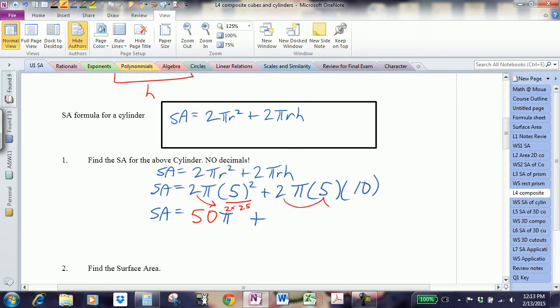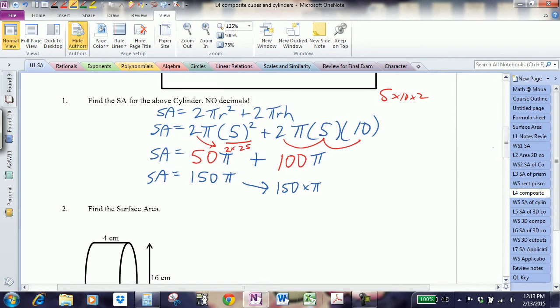2 times 5 times 10, or we go 5 times 10 times 2. Order doesn't matter for multiplication. What's the answer? 100. So plus 100 pi. How many pies do we have altogether then? 150 pi. And remember, if you're going to your calculator, it'd be 150 times pi. But we don't need to do that because I want the exact answer right now. Done.